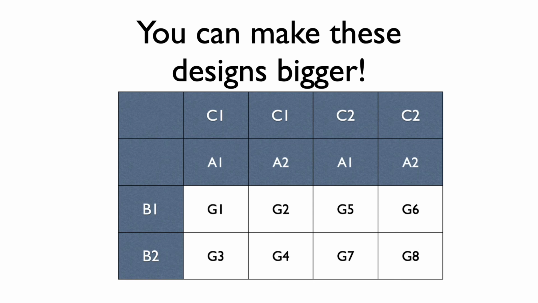And as I said, I have a reason I'm bringing this up. You can make these designs bigger. Oh, good. We're going away from expected values of mean squares and theoretical things. So let's get a little bit more concrete. Here's an example. This is in fact very common. This is a 2 by 2 by 2. We have 2 levels of A, 2 levels of B, and then 2 levels of C.